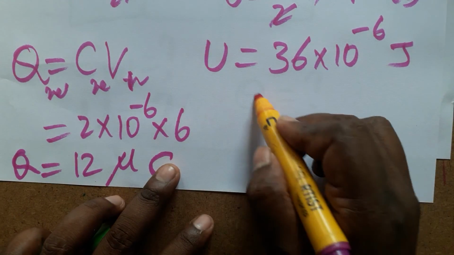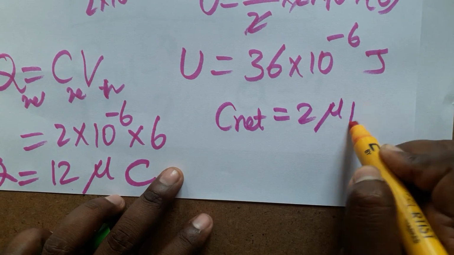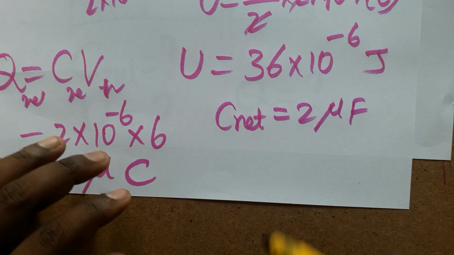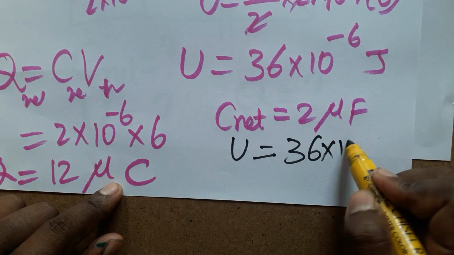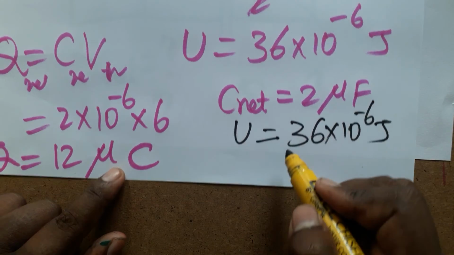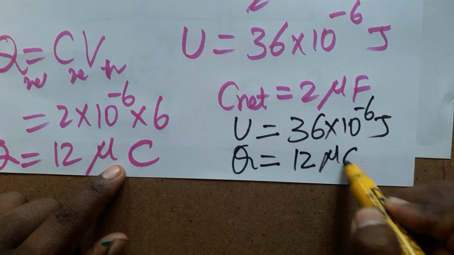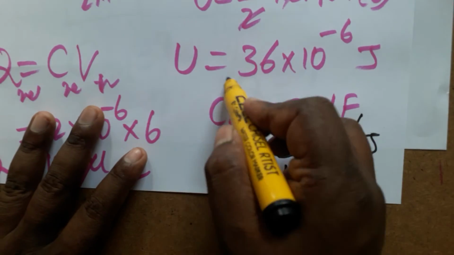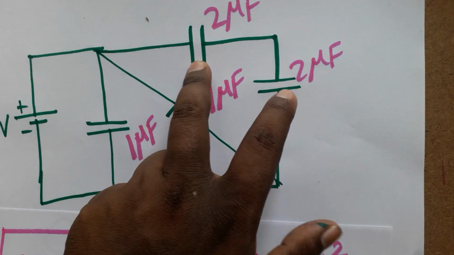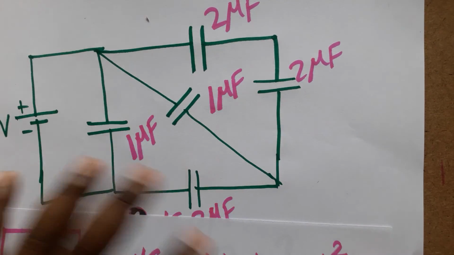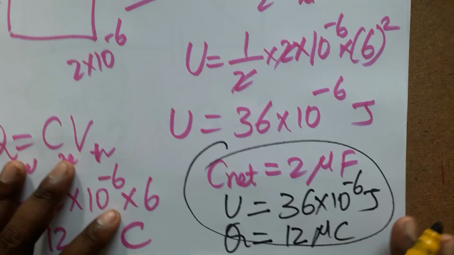Okay, again I will repeat, the C net value we got is 2 microfarad. The total energy stored in this capacitor is 36 into 10 power minus 6 joules. The charge stored in this capacitor will be 12 microcoulombs. Okay, so this I found for the total value. We can find each capacitance also, what the charge is on each one, but that is a little complex. So I will conclude here.